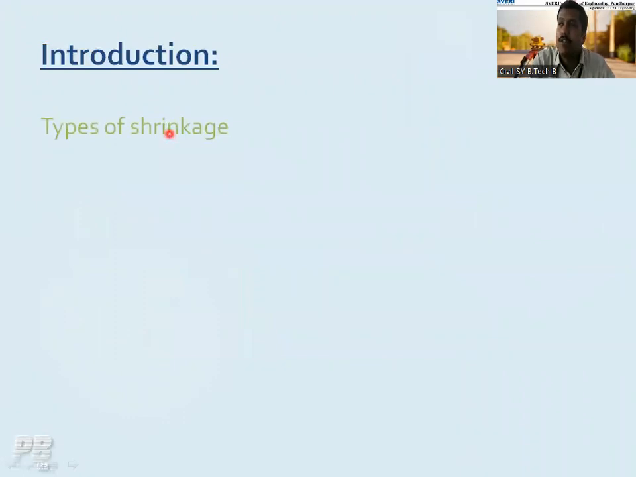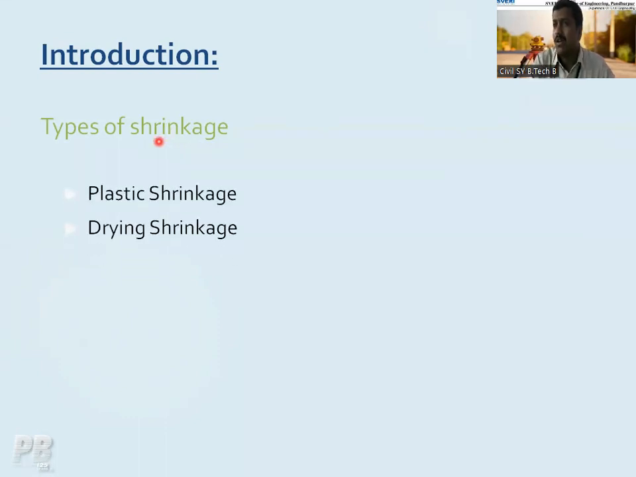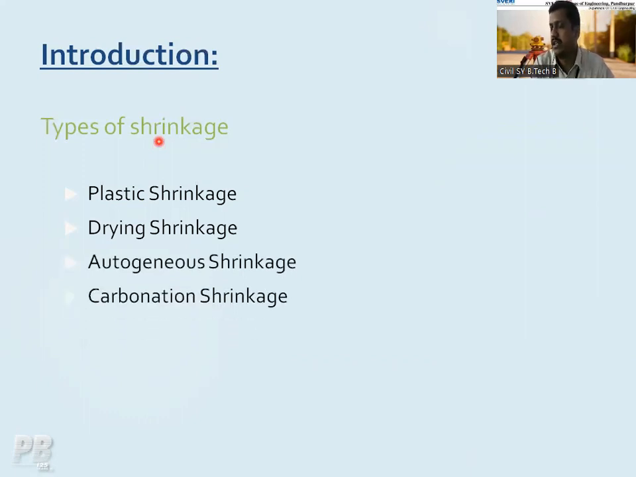Now, the next part of this particular chapter is the shrinkage and the types of shrinkage. There are 4 different types of shrinkage which we are going to study in this chapter. Okay, let us discuss the different types one by one. The first type is the plastic shrinkage. The second type is the drying shrinkage. The third is autogenous, and the fourth one is your carbonation shrinkage.